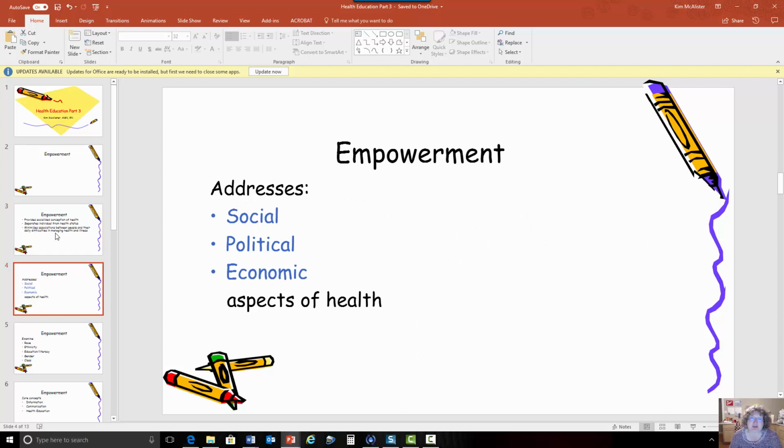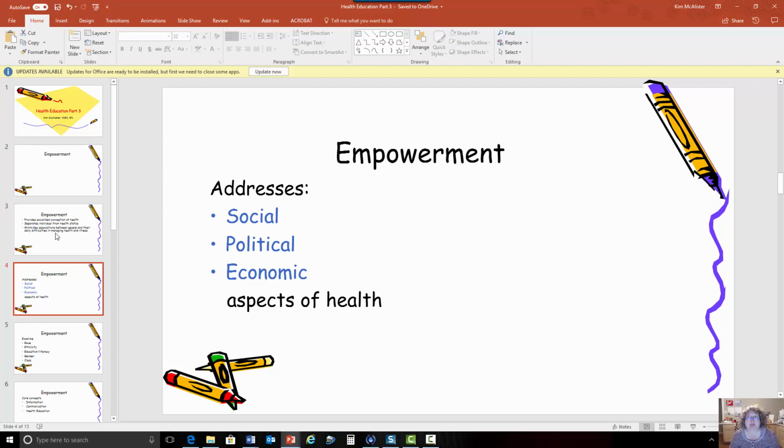So empowerment is going to look at social, political, and economic aspects of health. Social may have to do with, are they living alone? Are they living with people that are impeding their health? It can have to do with how do they get to their healthcare appointments? Do they have somebody to help them, somebody to assist them? Do they need someone to assist them? Is their illness keeping them locked inside their home? Do they have the ability to interact with other people?